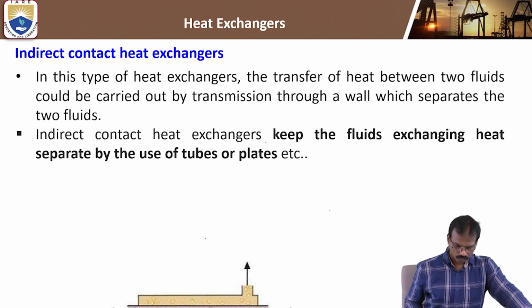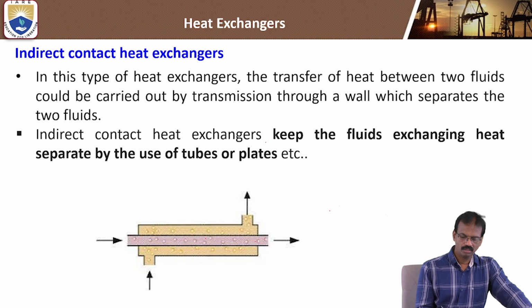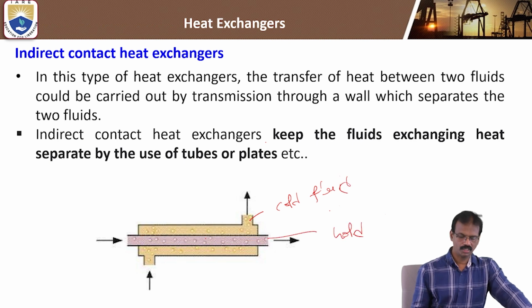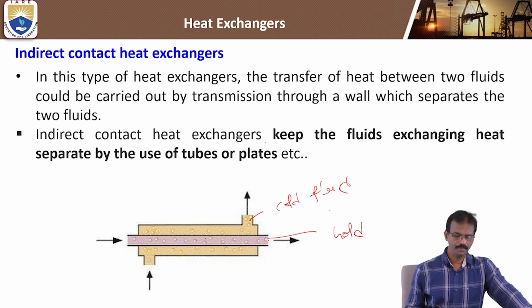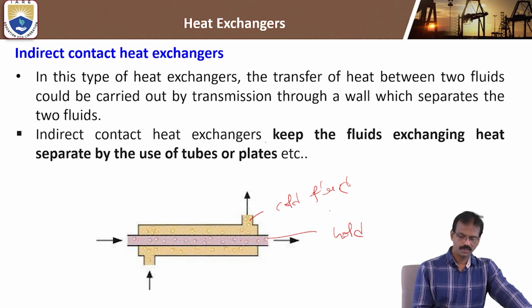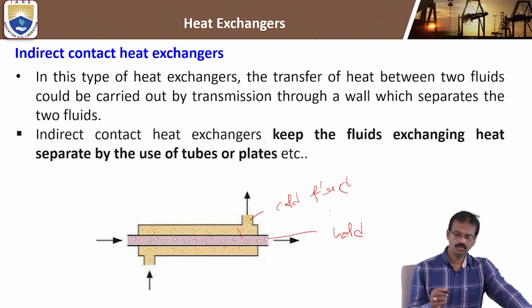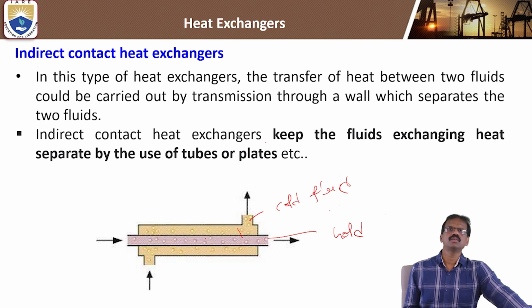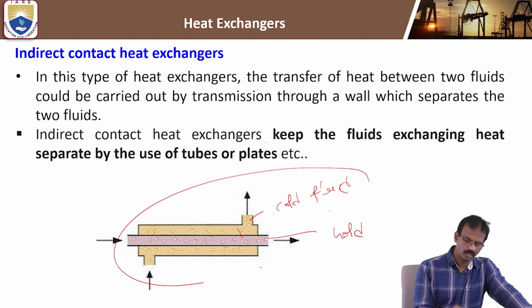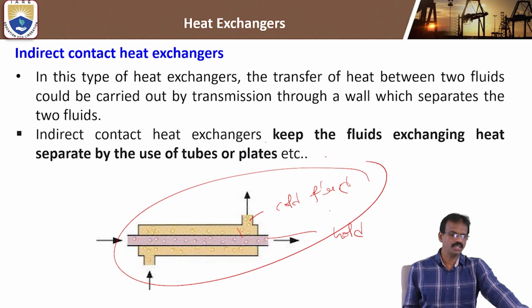You can see, already explained this one. You can assume this one is the cold fluid, and this is the hot fluid. Both the fluids are separated by pipes. This is the outer shell, this is the inner pipe. Heat transfer takes place from the hot fluid to cold fluid through the wall which separates both the fluids. So this is the common type of heat exchanger, that is the indirect contact heat exchanger.